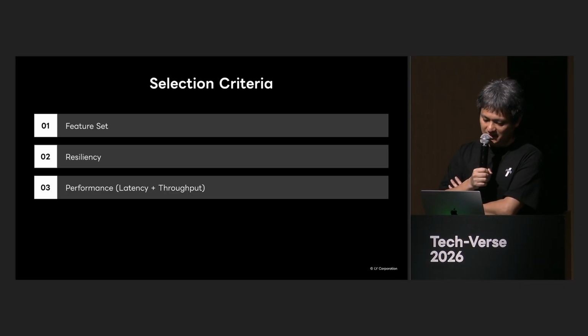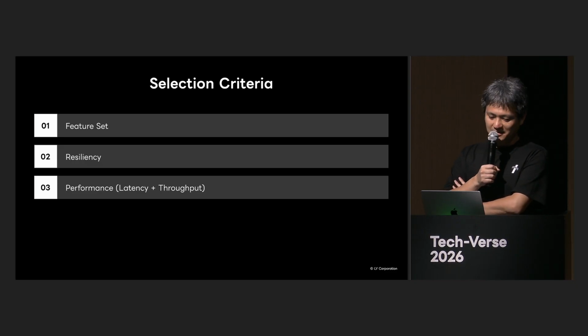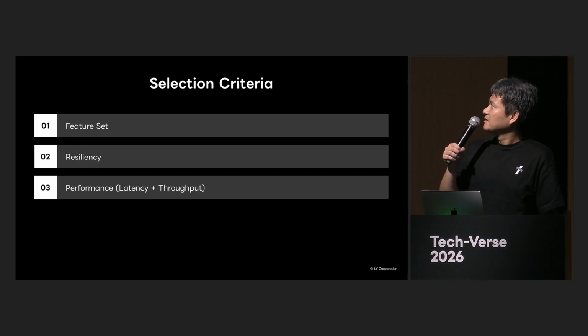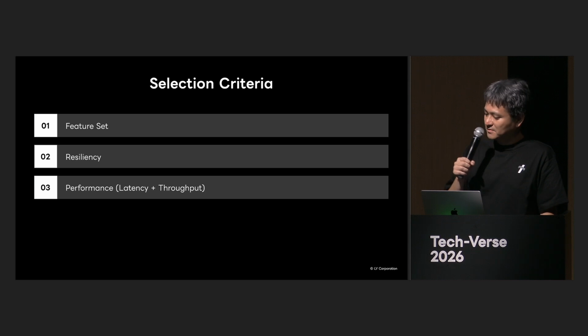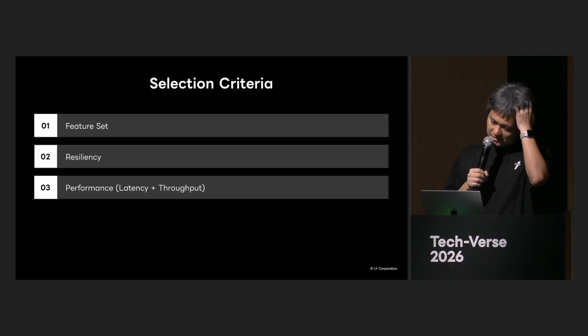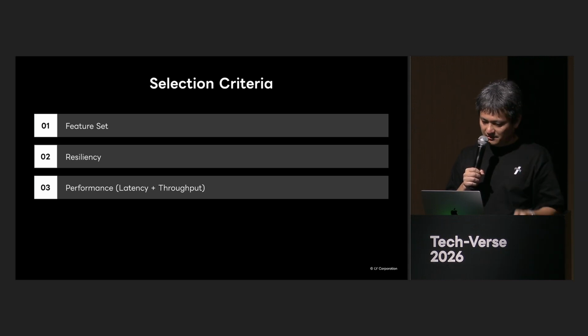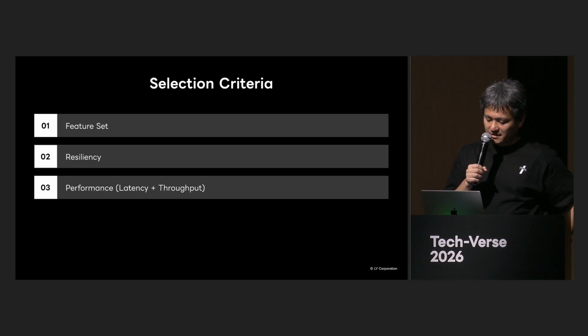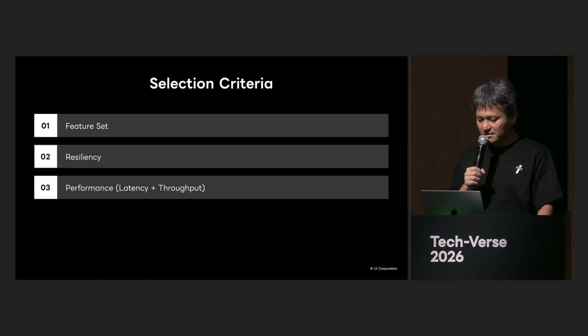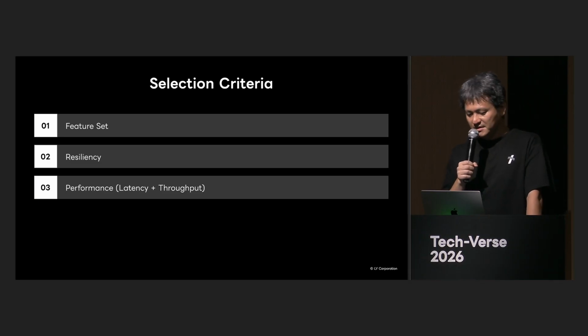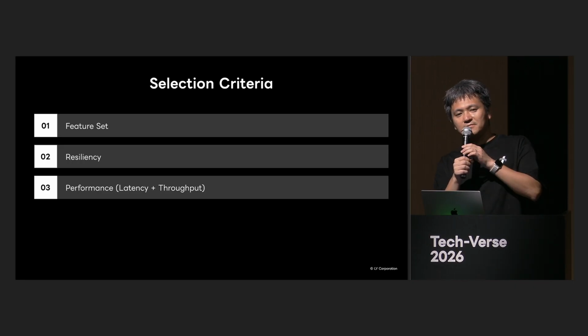Therefore, we have briefly reviewed the architecture. From here, I would like to introduce the selection process that determines which one to use. We use these three criteria as the three pillars for our selection. The first is whether the feature set implements the functions we need. The second is resiliency.